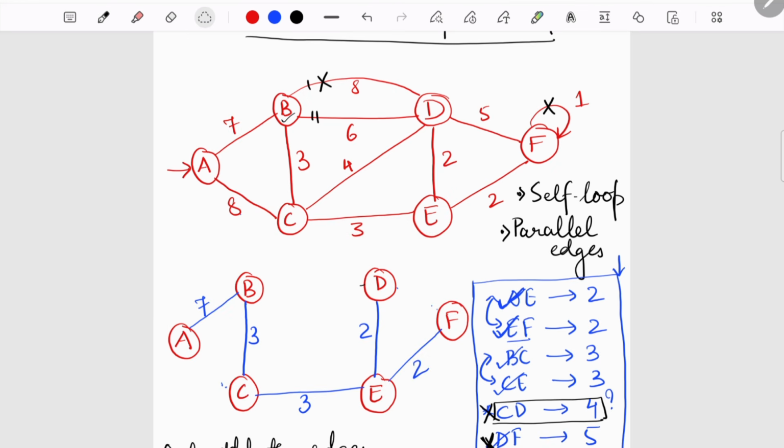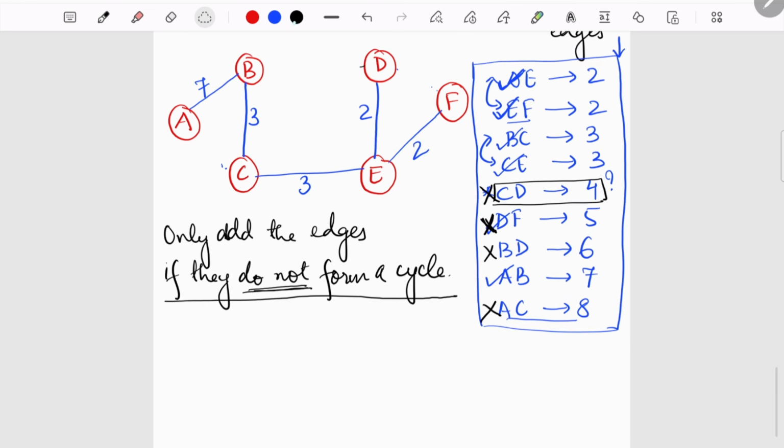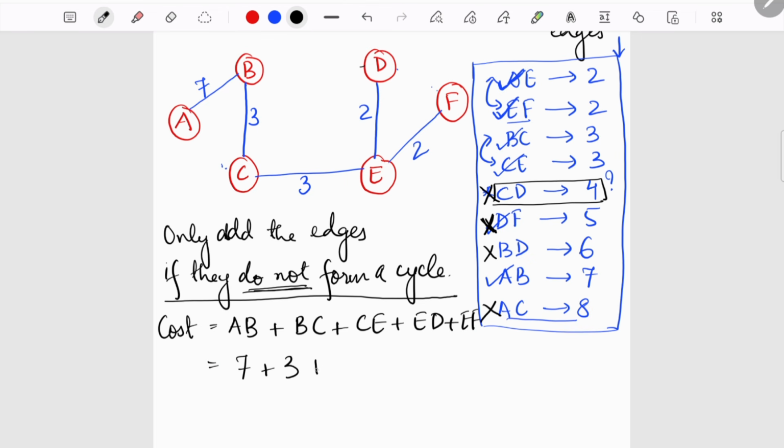Is it clear to all? Now if you want to find out the cost, it will be the same as we have seen in Prim's, which is weight of AB plus weight of BC plus weight of CE plus weight of ED plus weight of EF. So it's going to be 7 plus 3 plus 3 plus 2 plus 2, which is equal to 17. I hope this algorithm is clear to you all.